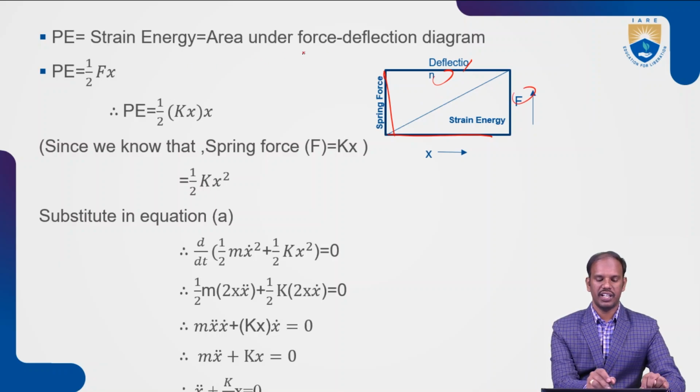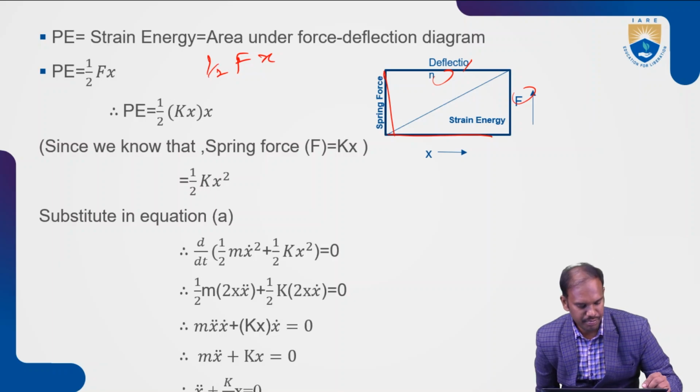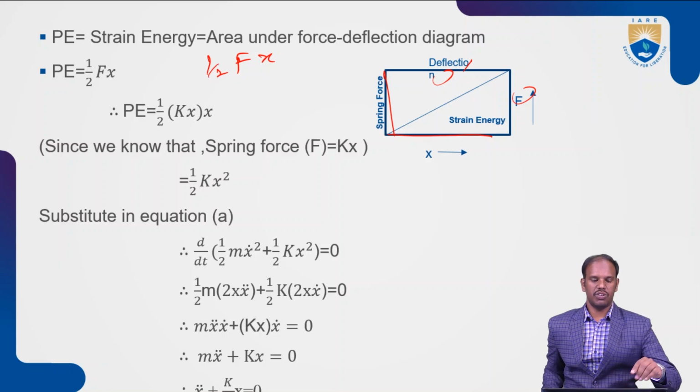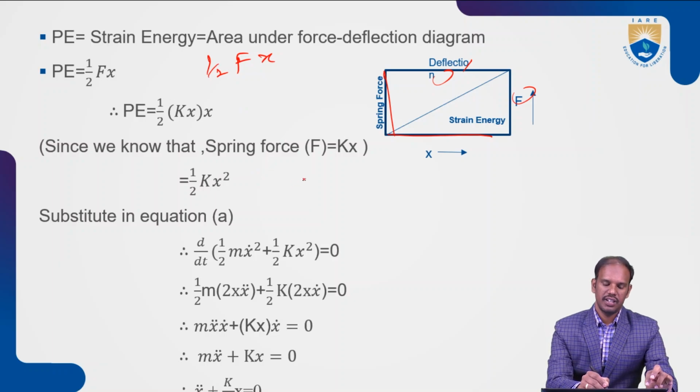So the strain energy under this force-deflection curve, you can write in terms of P equals half force into x direction. There is a force and there is a distance. We can write P equals half into x distance and x. Since we know the force is k x, here we can write x square. So Pe equals potential energy equals half into k x square, where x is the distance.